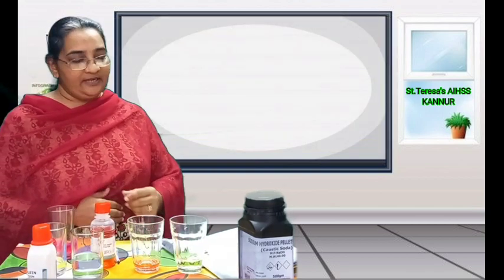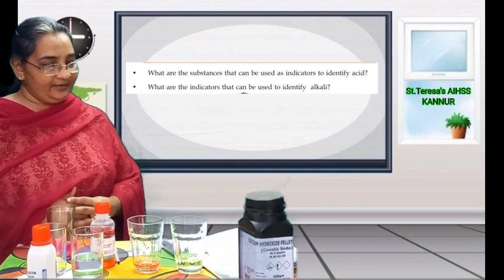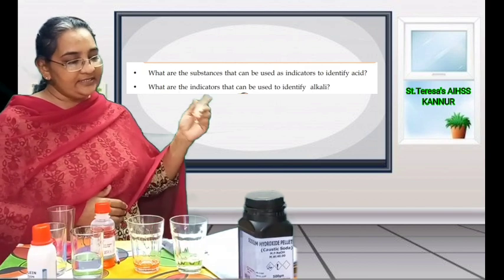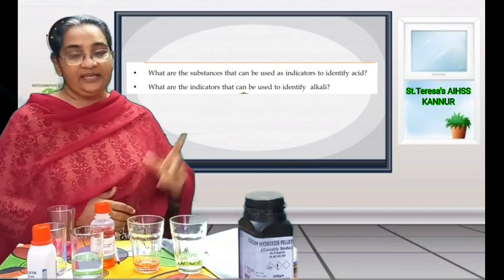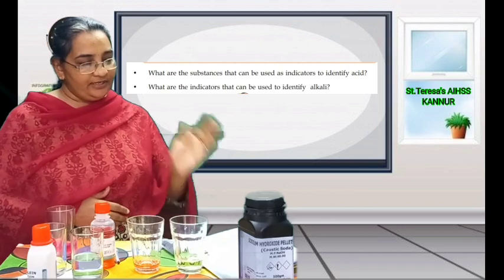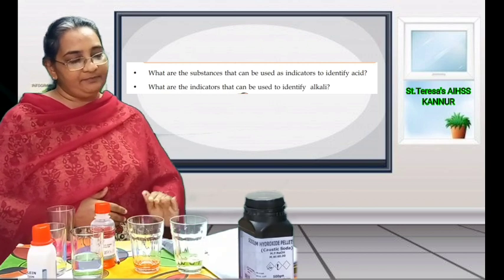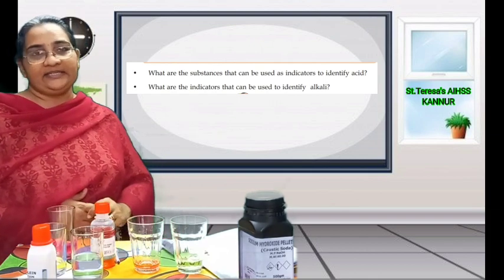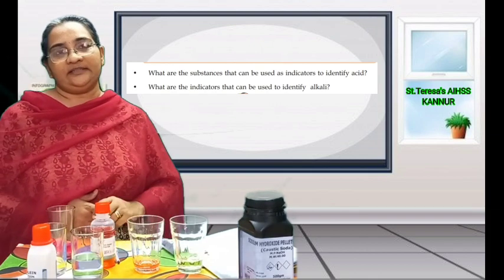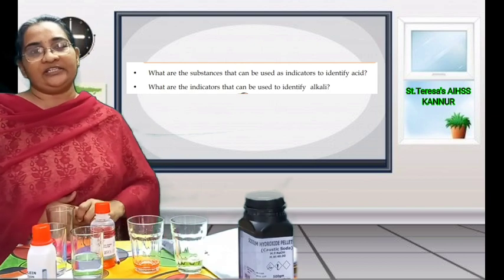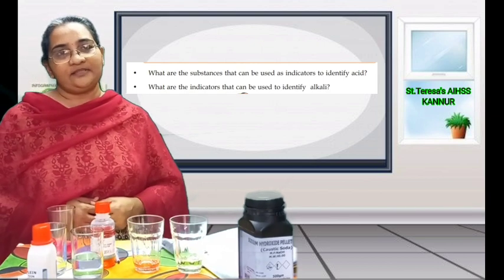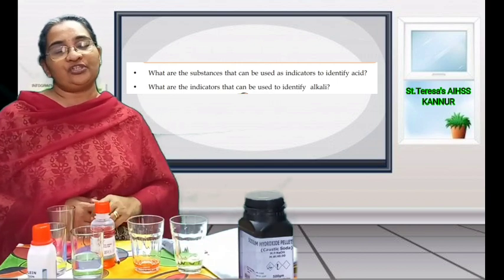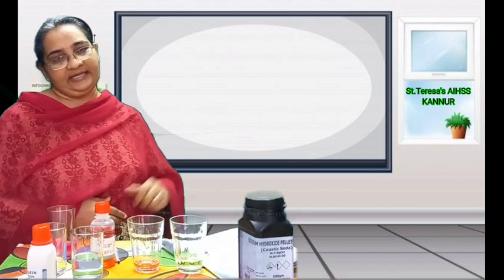After looking into the table, there are 2 questions given down there. What are the substances that can be used as indicators to identify acid? So look into that. Blue litmus paper, chili powder, red litmus paper, all these things are given. Look into the table, analyze the table nicely, and find out which other things can be used as indicators to find out whether a substance is an acid. Then what are the indicators that can be used to identify an alkali?